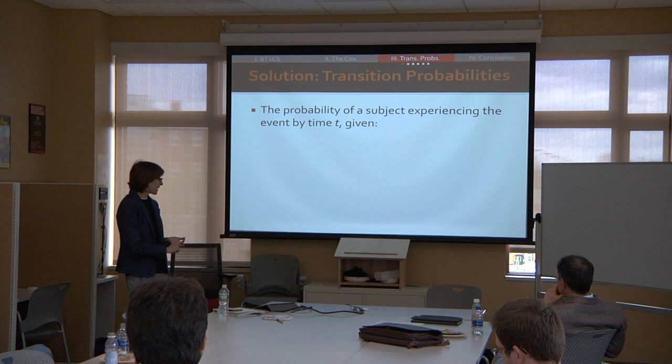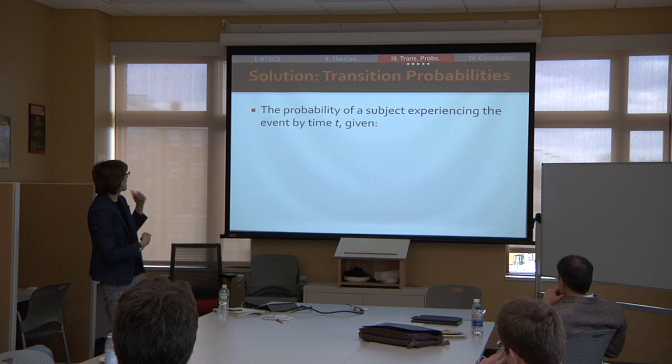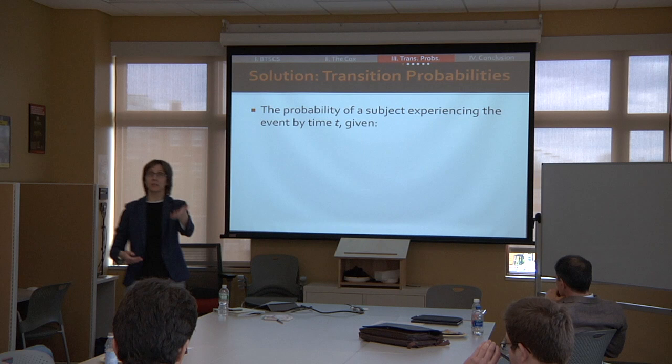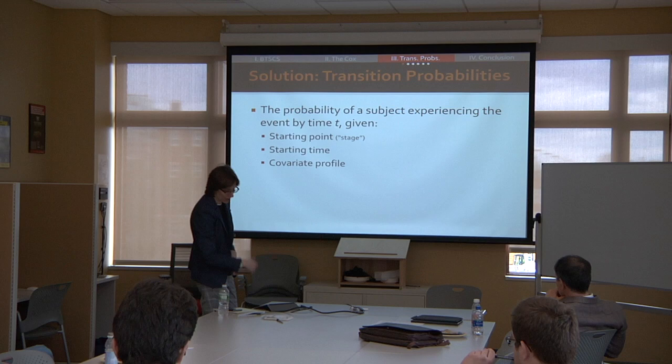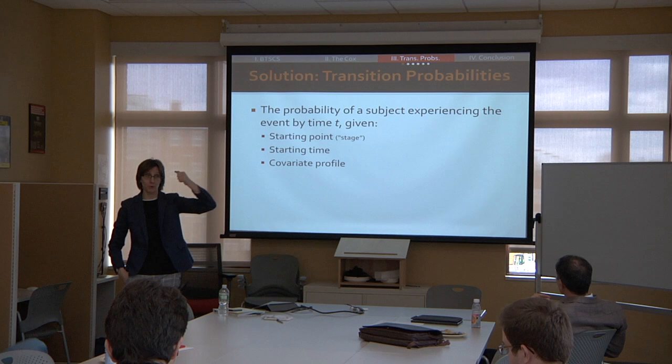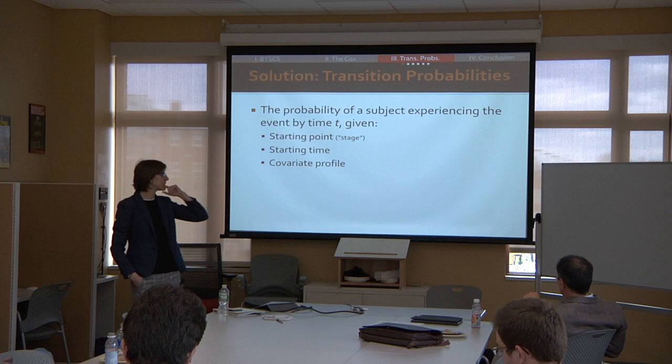If you have a transition probability, it represents the probability that your subject of interest, let's say a pair of states, is experiencing a war, an event of interest, by a particular point in time, given three things that you choose as the researcher. What we describe as the starting point, time, and covariate profile. By starting point, we simply mean: are these pairs of states currently at peace, or are they at war? And you want to see the probability that they would still be at war 10 years down the line. That's something you can run with these quantities.